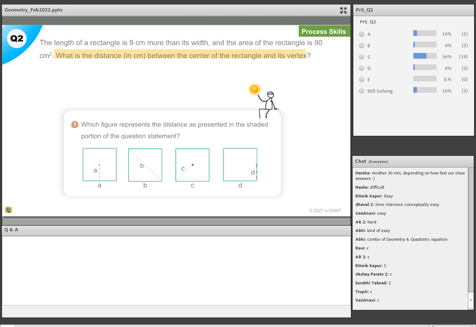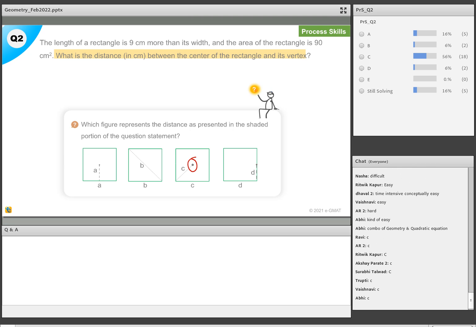Everybody is clear, it's C, right? Center of the rectangle is this, one of the vertices is this, and it's a rectangle. The distance from all vertices is absolutely the same, doesn't matter. So we are looking at this distance. That should be clear to everybody. Perfect. Because if this initial visualization is not clear, then the rest of your question is going to go for a toss.